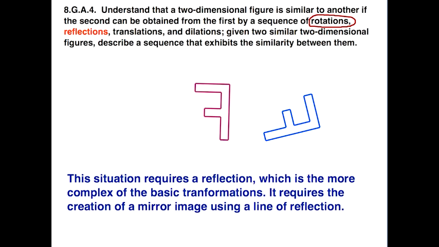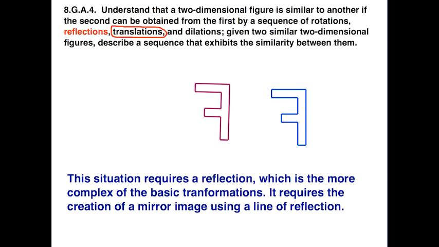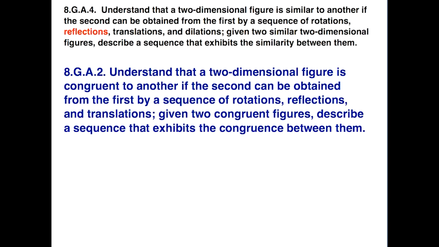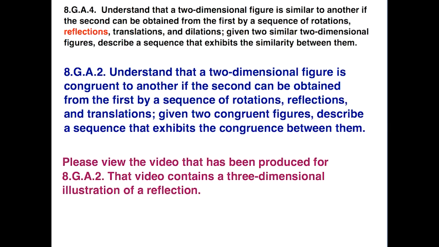So now I could do something like a rotation to get it into the same orientation, and then I would do a translation and slide it over. And again, in this case, I would have shown that these two figures are congruent. Looking at the related standard, 8.G.A.2, that dealt with congruency, there has been a video already produced for that standard, and that video does contain a three-dimensional illustration of a reflection. So if you need a little bit more illustration on what a reflection involves, please go to that video. That way we don't have to reinvent the wheel and do it again here.